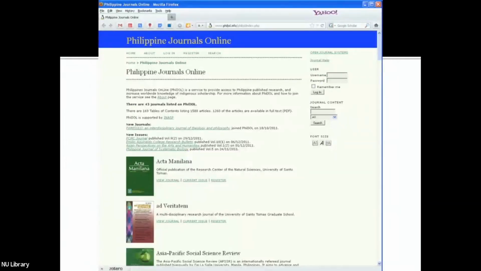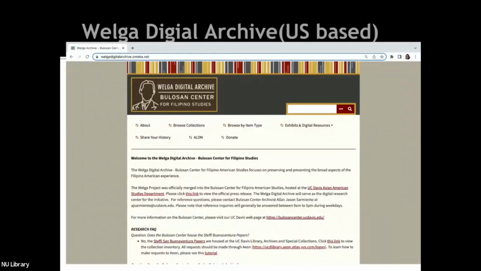Also, we have the use of OJS in some journals, and also some commercial platforms. And there's a special collection. Sorry, this is the Huelga digital archive. This is US-based, if you're looking for Filipino studies.